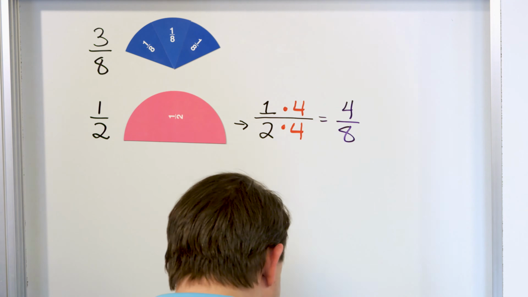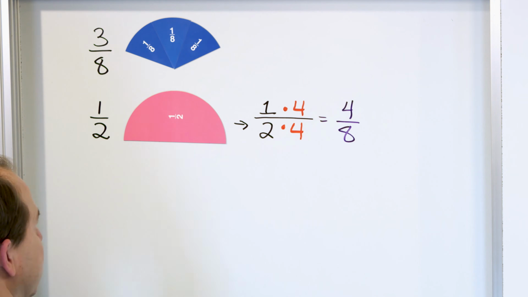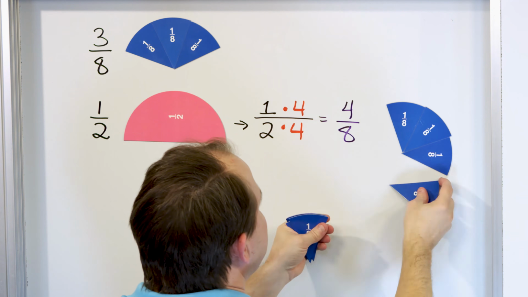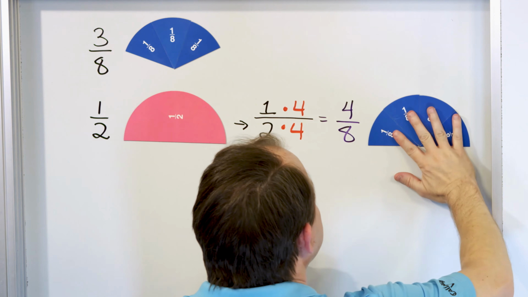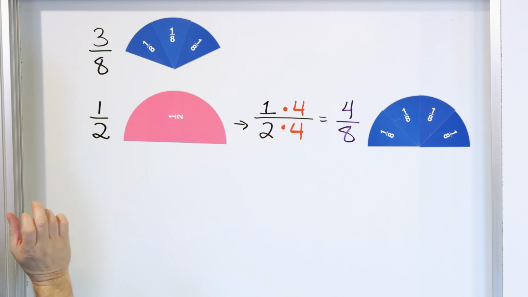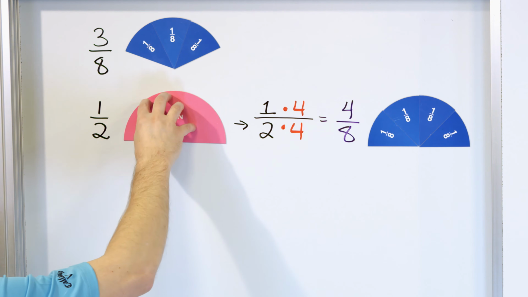Let's take a look at what 4/8 of a pizza would really look like. Well, here's 1, here's 2/8, here's 3/8, here's 4/8 of a pizza. Let me turn it like this, and you can see that 4/8 of a pizza is exactly the same. So what happened here is I started with this much pizza.